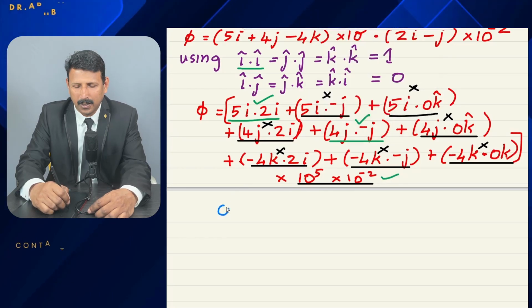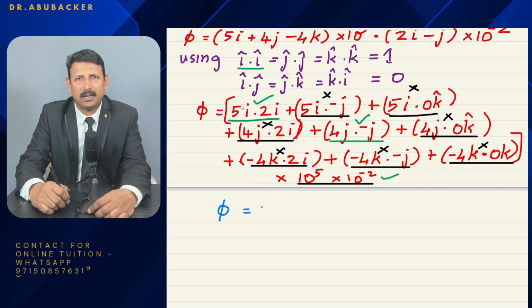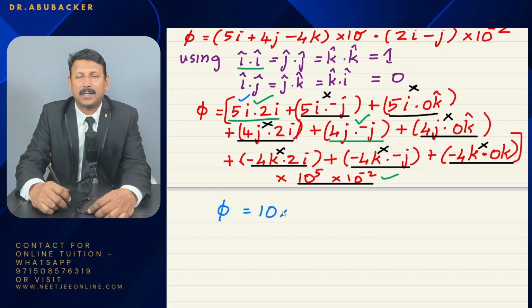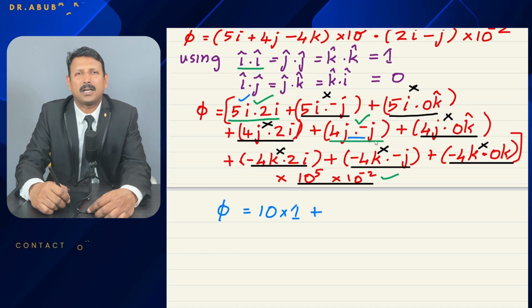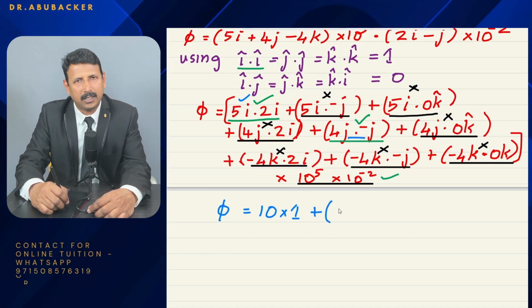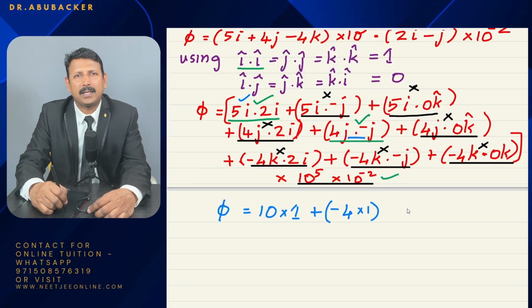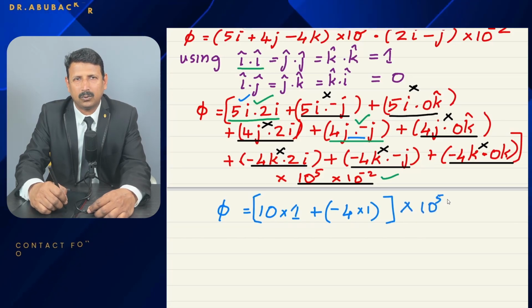Now come to the third part. Minus 4k dot 2i does not exist, right? Minus 4k dot minus j does not exist. The last part actually exists, but because of 0k, that term is not there in the question. If there was a term, definitely it would be considered in the calculation. Now 10 raised to plus 5 into 10 raised to minus 2: a raised to m into a raised to n is a raised to m plus n, right? So it will be 10 raised to 5 minus 2, 10 raised to 3.